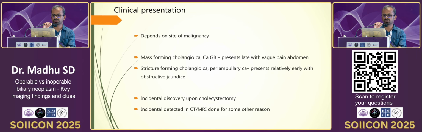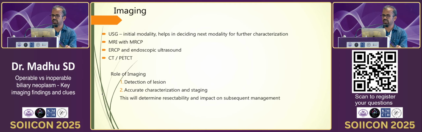The mass forming cholangioCAs usually present late because they won't present clinically at all. Stricture forming ones, like in the perihilar location or in the distal CBD or the periampullary region, present with obstructive jaundice. Usually they present early, but the periampullary ones, even if they present early, already show a lot of local infiltration, which makes them inoperable. Otherwise, if surgery such as cholecystectomy is done for some other reason, histopathology may find CAGB, or the lesion may be detected incidentally on CT or MRI for some other reason. That's how they present.